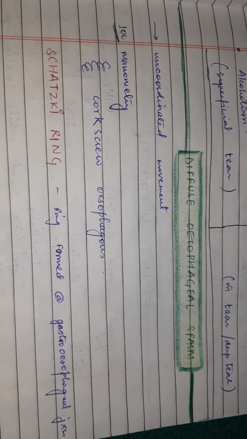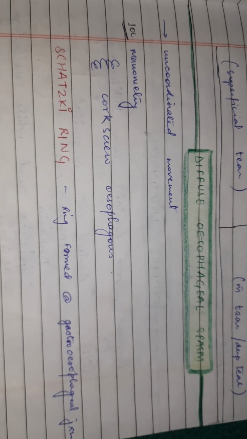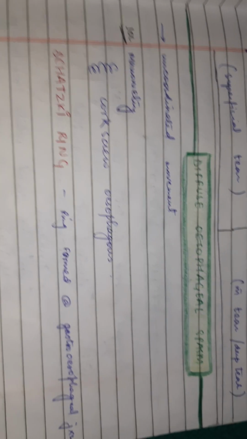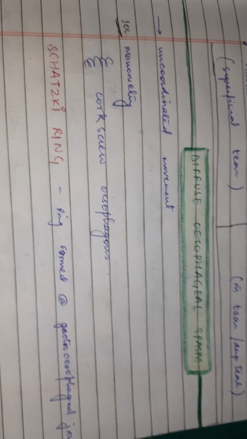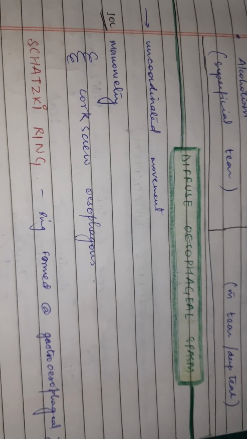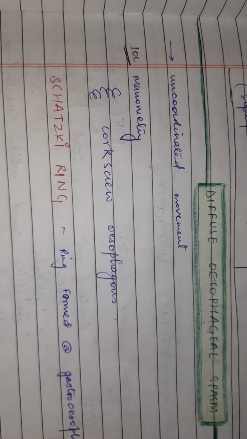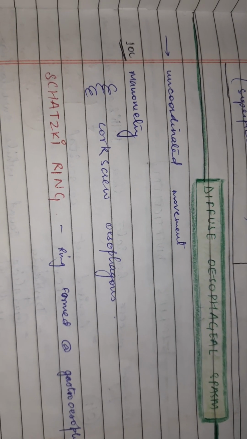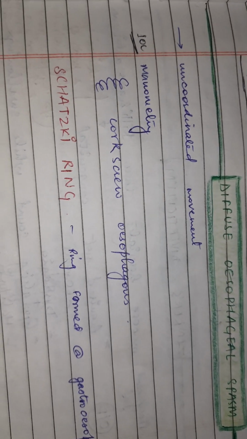Then diffuse esophageal spasm: uncoordinated movements occur here in the esophagus. The investigation of choice here is manometry. The esophagram appears as a corkscrew, so there is a corkscrew appearance of the esophagus.